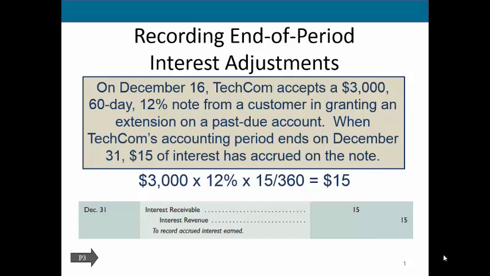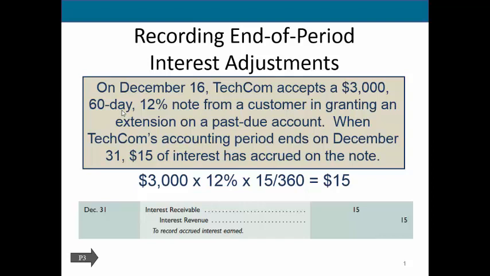So on December 16th, we accepted a 60-day note. It's a 12% note for $3,000. And remember, it was on December 16th. So on December 31st, we need to recognize the fact that we have earned some interest. This interest has not been paid to us, and it will not be paid until the end of this 60-day period. But the truth is because time has passed, we have earned some money, so we need to show that.